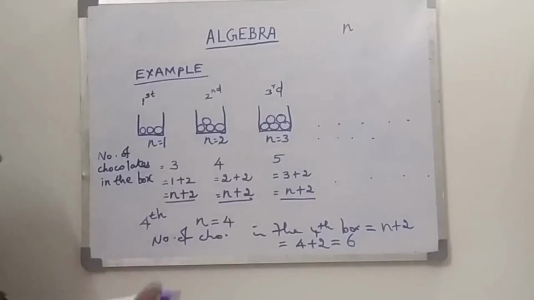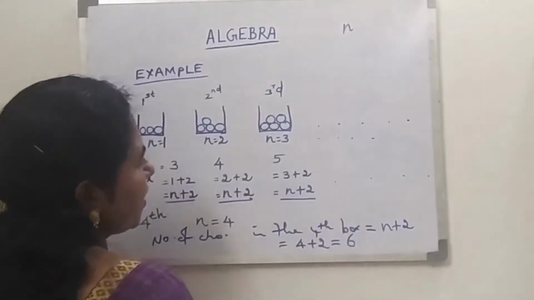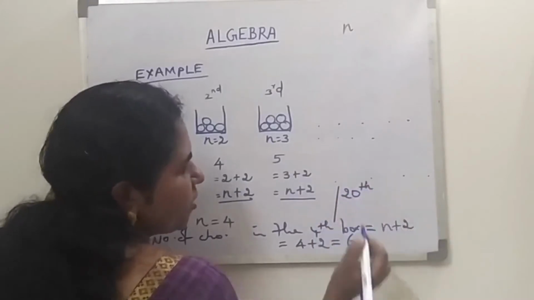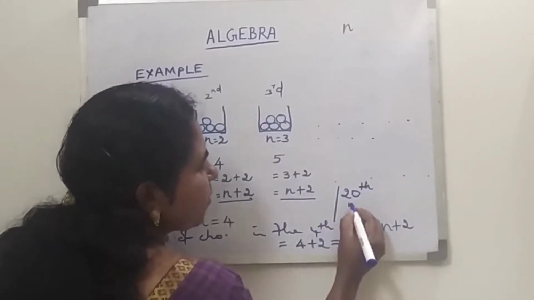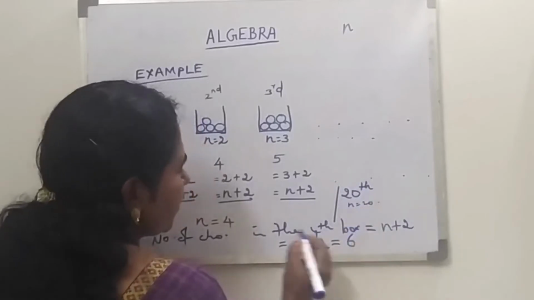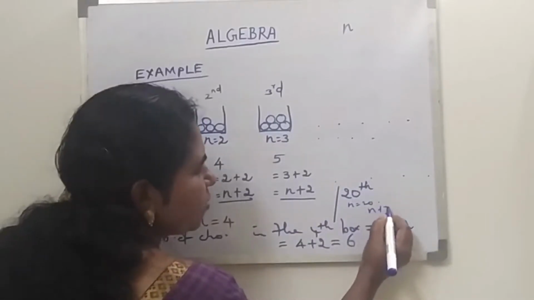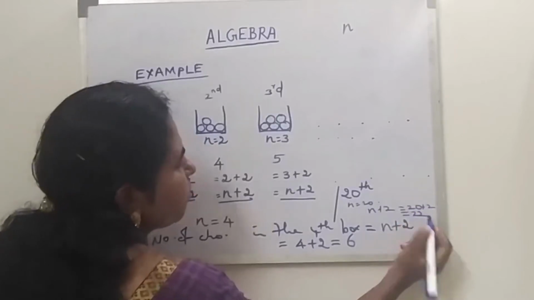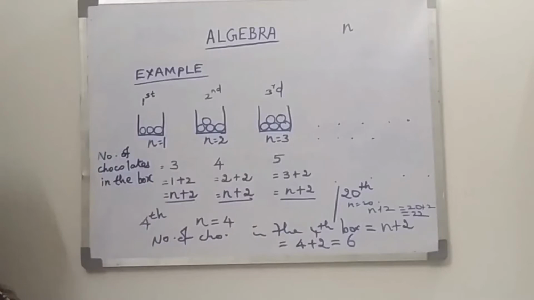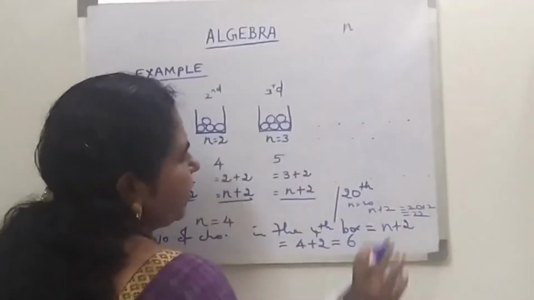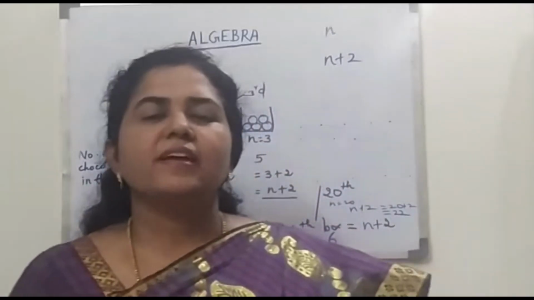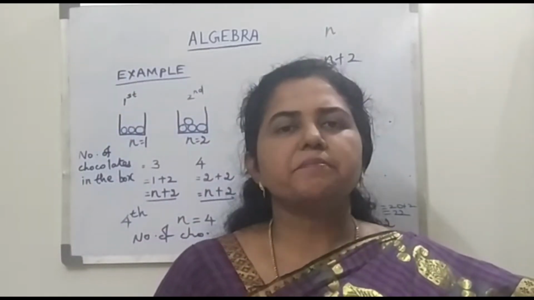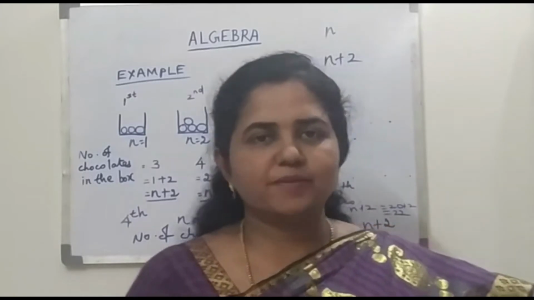Similarly, you can find out the number of chocolates in any of the boxes. For example, if you are asked to find out the number of chocolates in the 20th box, what about the value of n? n is equal to 20. So the number of chocolates is n plus 2, which is equal to 20 plus 2, which is equal to 22. So the number of chocolates in the 20th box is equal to 22. In this method, we can easily find out the number of chocolates in a box. This is the main advantage of using algebra.